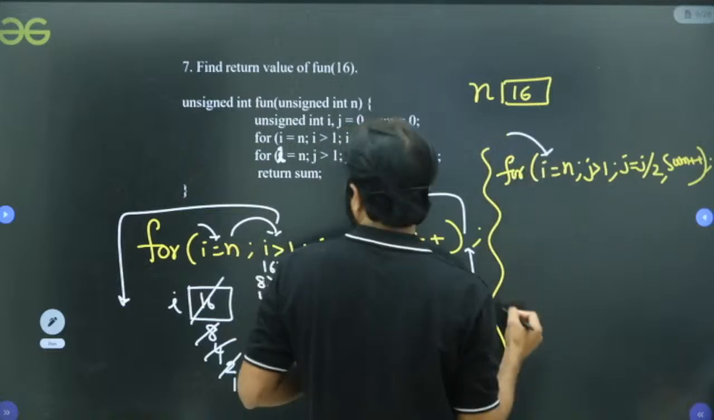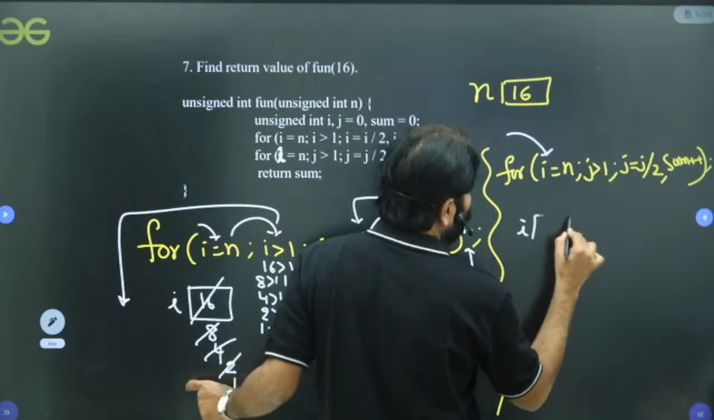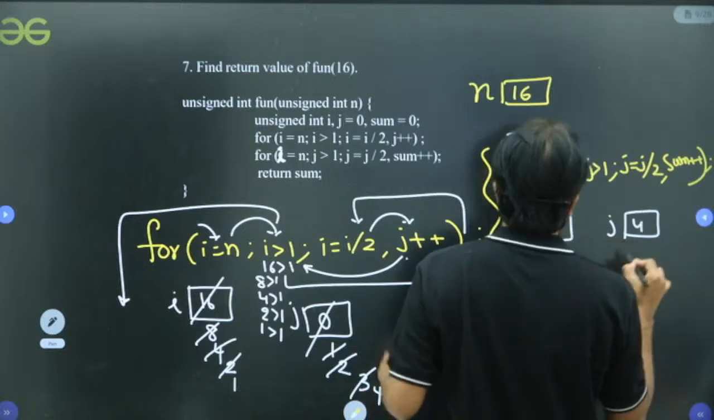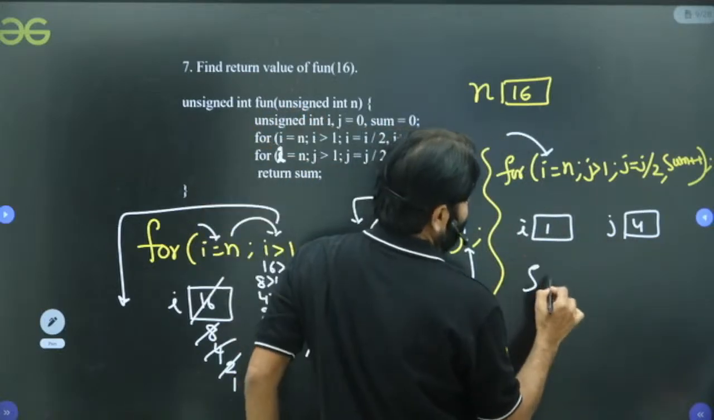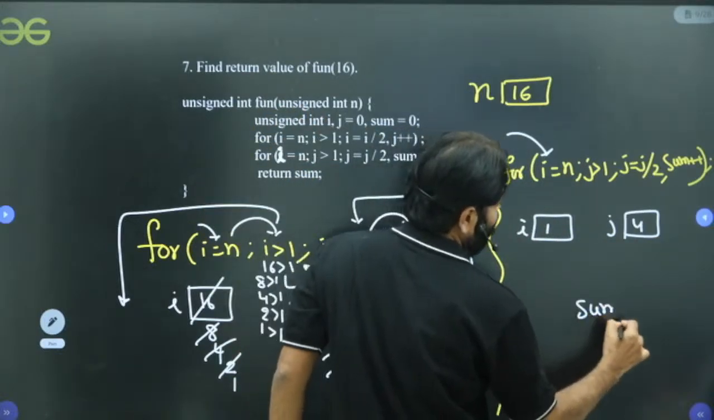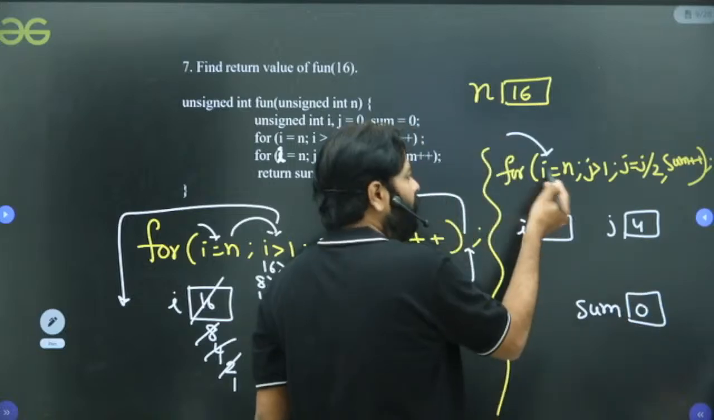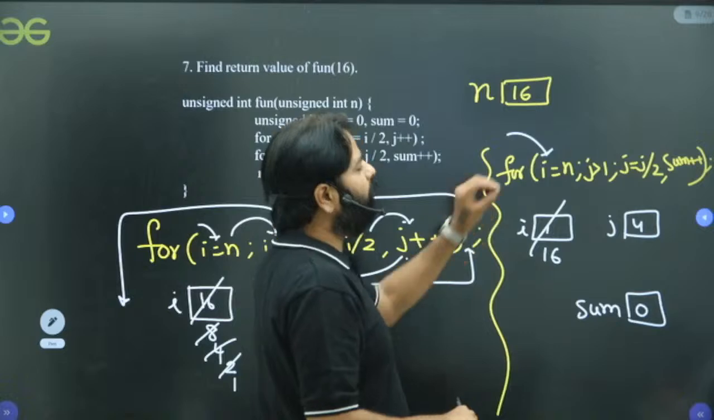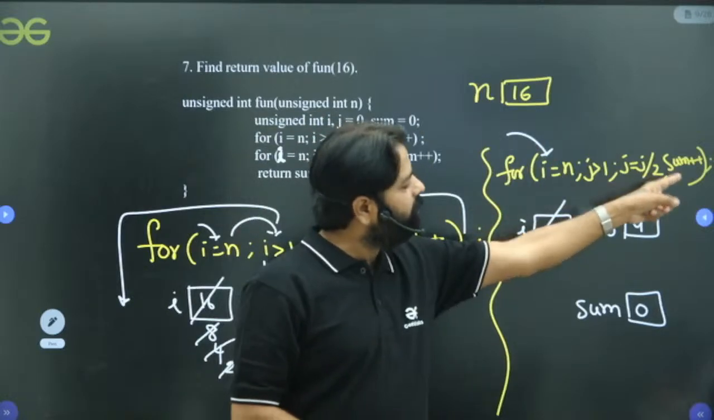And here, what is the value of n? Initially i was 1, right? After executing this, i is 1, j was 4, and sum is already 0, correct? You can track these values. Now i is n, so what is the n value? 16. This is 16, and i has no impact on the loop because later there is no i value used.